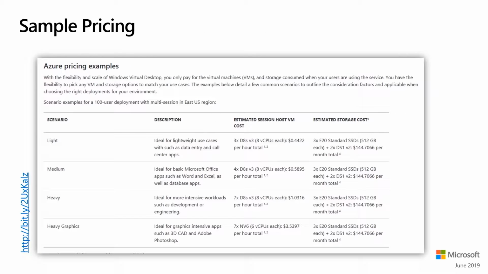So this is, let's take medium. So this is scenario examples for 100 user deployment with multi-session, so making use of resources. East US, that's where the preview region is. For medium, ideal for basic Microsoft Office apps such as Word and Excel, as well as database apps, so that's fairly normal use of the products.